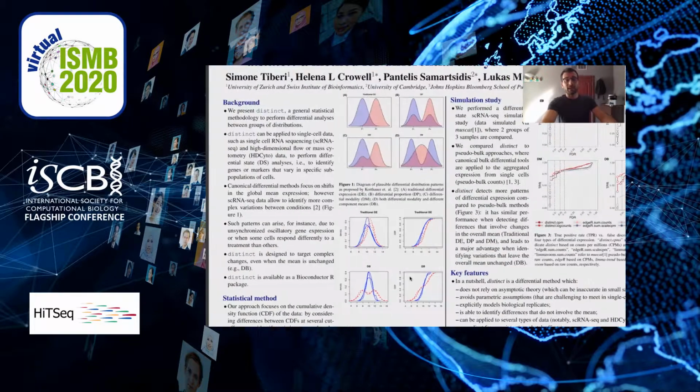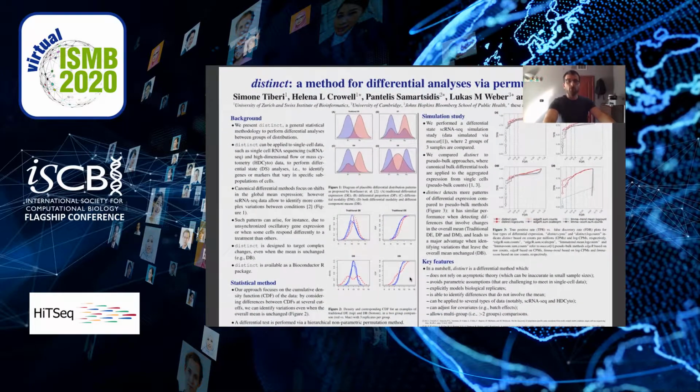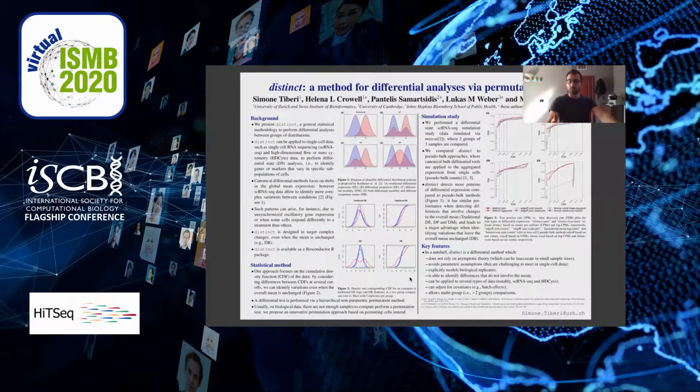Now, to perform a test, we then consider a non-parametric hierarchical permutation test, where instead of permuting the samples, which are typically not enough from biological data to obtain a permutation test, we permute the cells. Therefore, distinct really builds around these two key ideas. On one hand, looking at the CDF to observe differences, and on the other hand, performing a permutation test by permuting cells instead of samples.